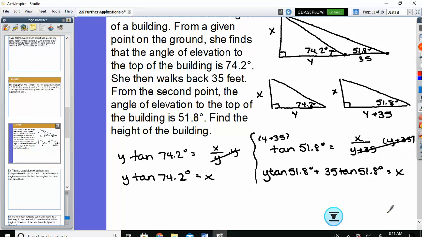Take a second look at that. Let me know if I've lost anybody. Kind of got ugly in a hurry. What can we do now? These are both equal to x, right? So if they're equal to the same thing, they would have to be equal to each other.